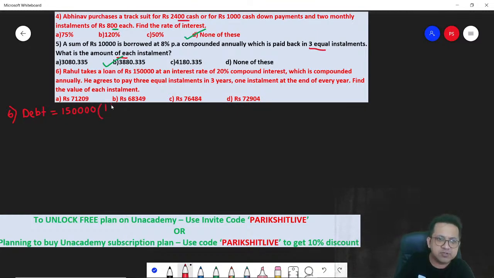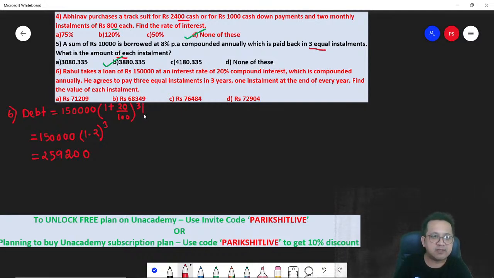At compound interest of 20%. So 1 plus R by 100 to the power n, 3 years. A better way of writing this is 150,000 into 1.2 whole cube. Please tell me how much this is. 1.2 whole cube into 150,000 comes out to be 259,200. That's what you will get if you do the calculation.